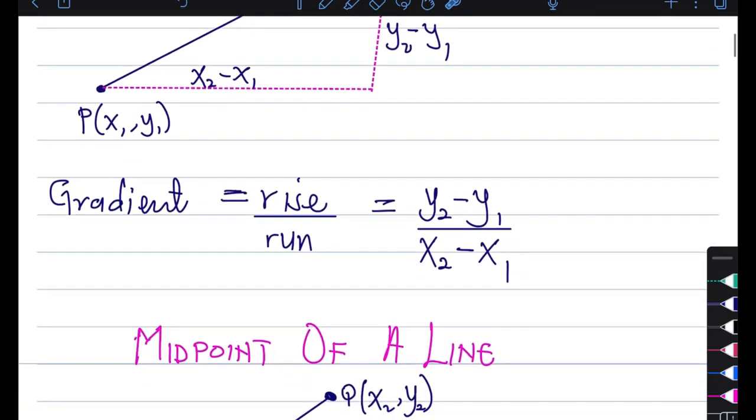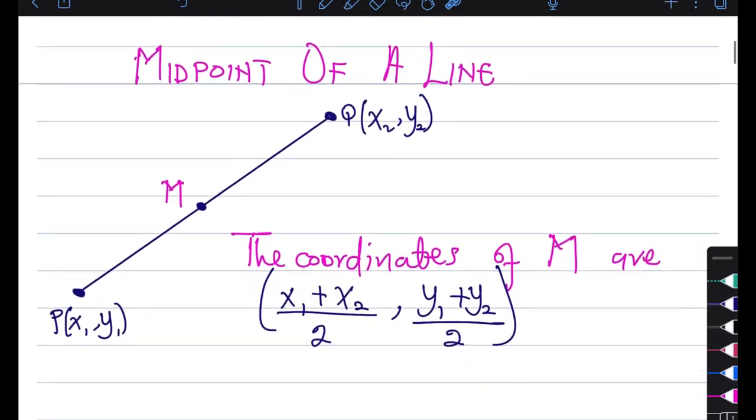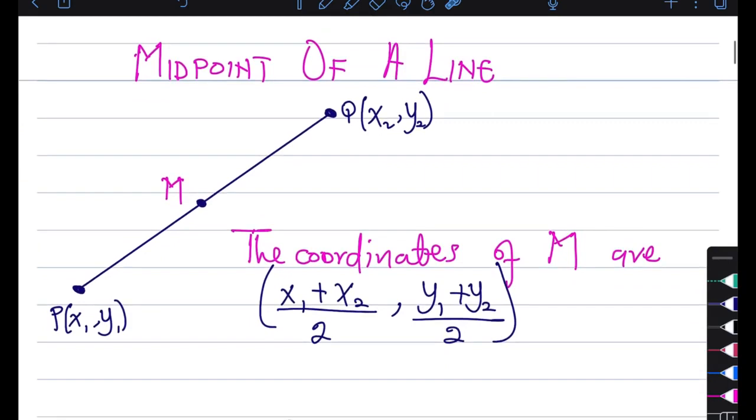All right, so what about the midpoint? When we say midpoint, we are talking about the middle point in between 2 points. So if you have 2 points, say P and Q, then the point in between them is the point that, in this example, we are calling M. So how do we find the coordinates of M? Well, add the corresponding x values and divide by 2, so (x1 plus x2) divided by 2, and then add the corresponding y values and divide by 2, therefore (y1 plus y2) divided by 2.